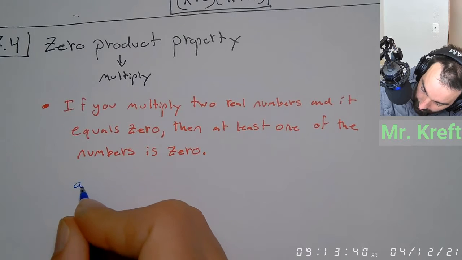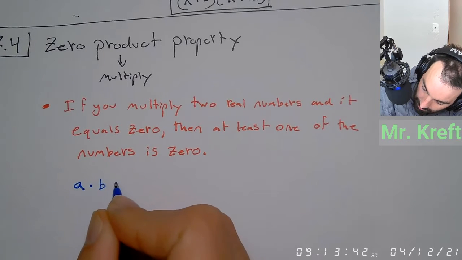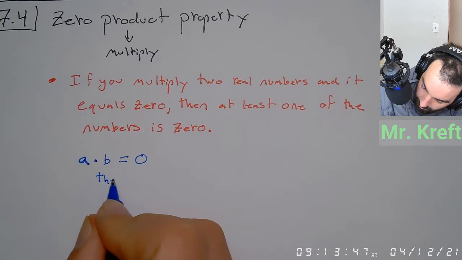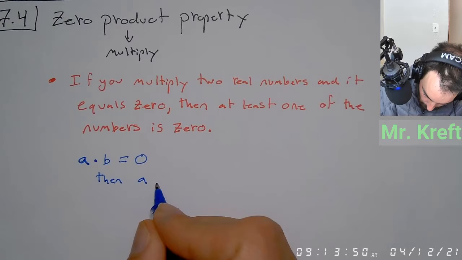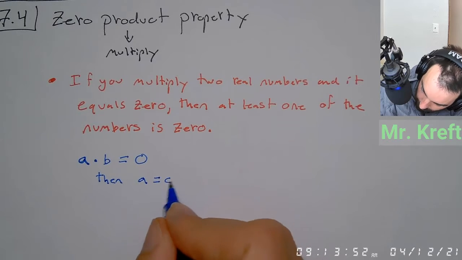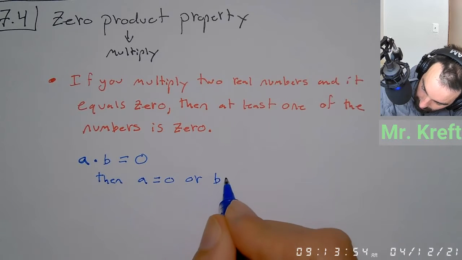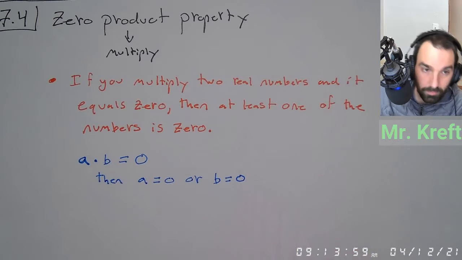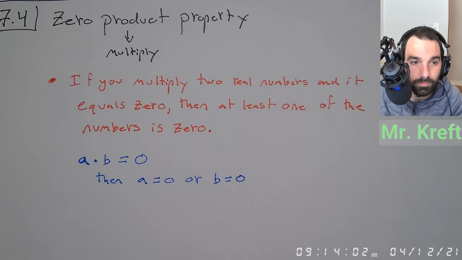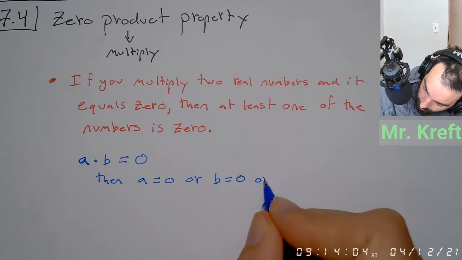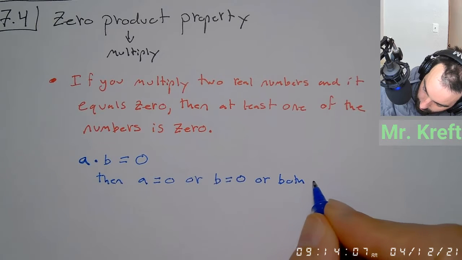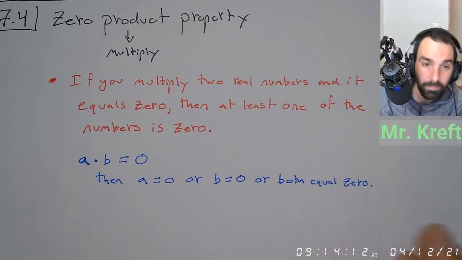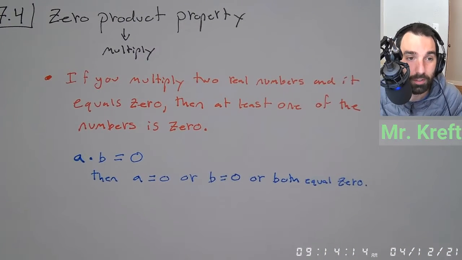So if you have A times B equals 0, then A equals 0 or B equals 0. Or both. Okay, so that's the zero product property.